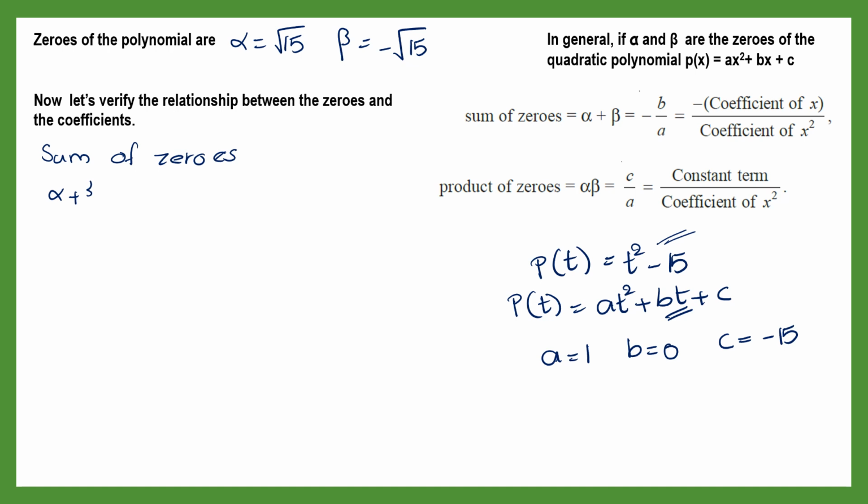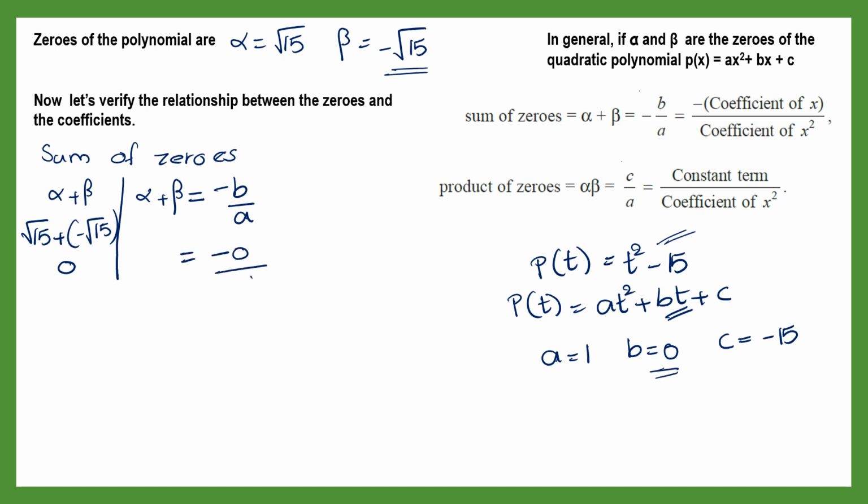Alpha plus beta. Using the coefficients of the polynomial, you can tell alpha plus beta is equal to minus b by a. That means minus coefficient of x by coefficient of x square. Alpha plus beta is root 15 plus beta, which is minus root 15. Plus root 15 and minus root 15, you will get 0. Using the coefficients method, alpha plus beta is minus b by a. Minus b is what? 0. By a is 1. 0 by 1 is 0. LHS is equal to RHS. Hence, sum of the zeros is verified.